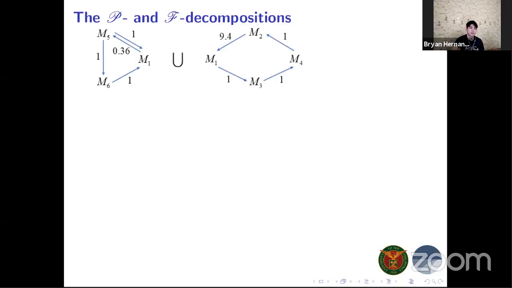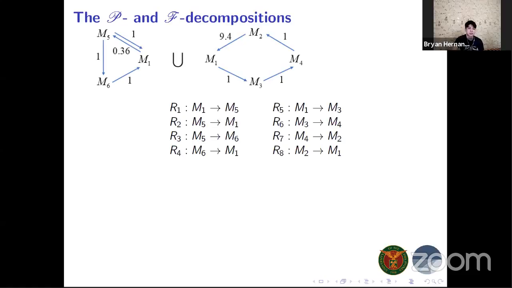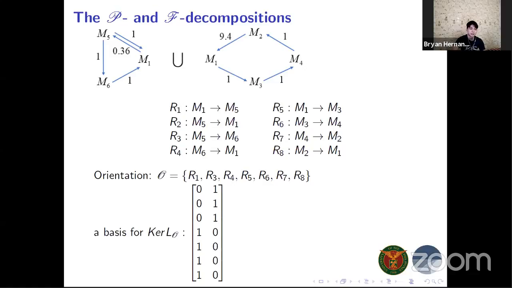Let's consider this subnetwork of Schmidt's carbon. These are the reactions for this network, and then you can choose an orientation. A while ago, we said that for an orientation, if you have a reversible reaction, you will not include both, but you will choose one of them. In this particular case, R1 and R2 form a reversible reaction, so we just choose R1. And then this is the corresponding orientation.